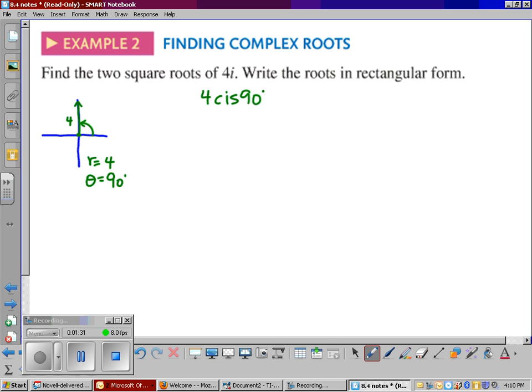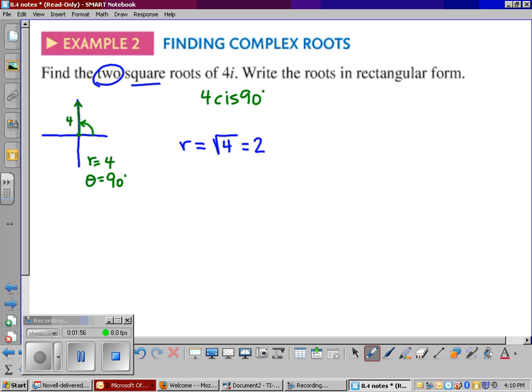We haven't found a root, we've only converted. Now we're ready to find the root. And for each of our 2 solutions, for each of our 2 roots, we're going to have the same r value. And the way you find the new r value for the roots is to take the square root of the r value that you had before. So my r value is going to be 2.